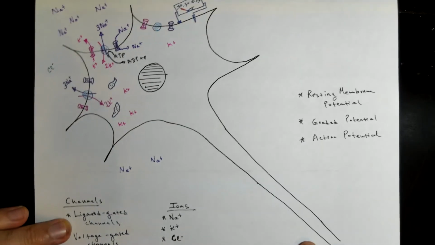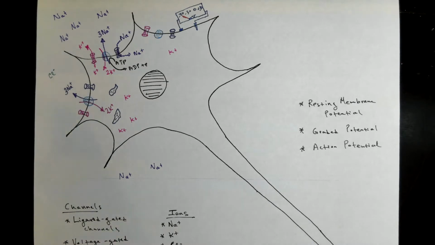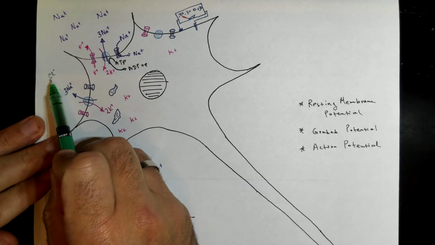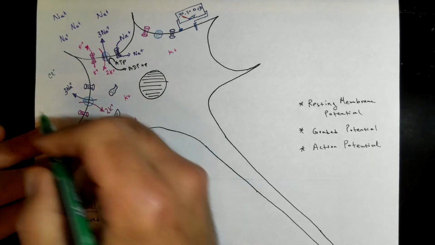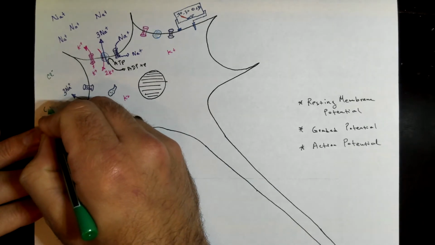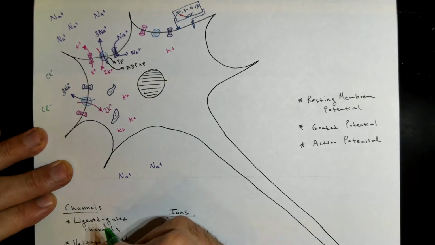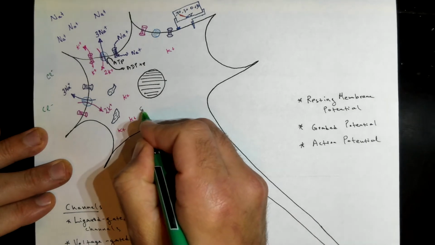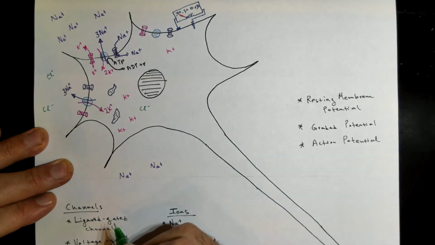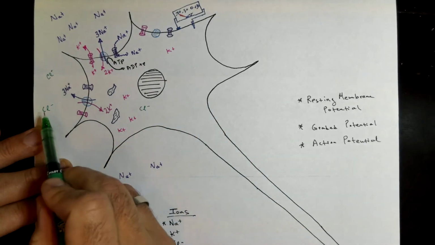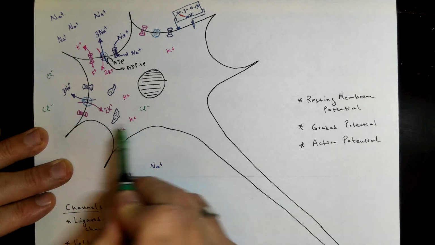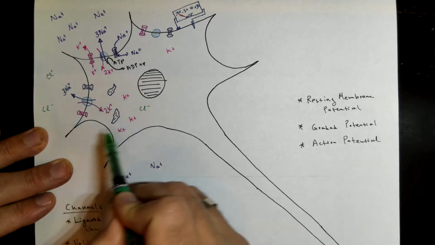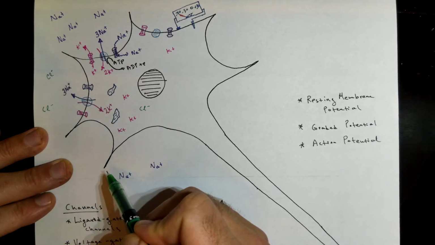What else can we say about this picture? Well, notice that there's also chloride here in green, which is negatively charged. And chloride is found more so on the outside of the neuron, but you also have some of it on the inside of the neuron as well. This is not going to contribute heavily to the resting membrane potential, but we include it in the overall picture because it does give some effect.